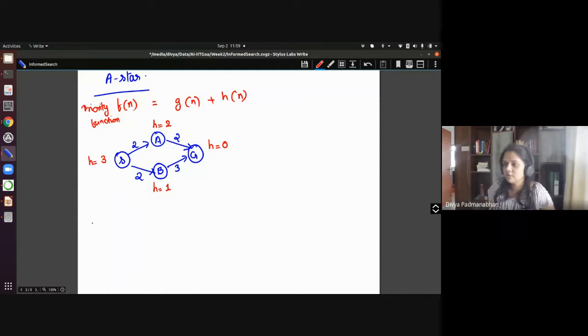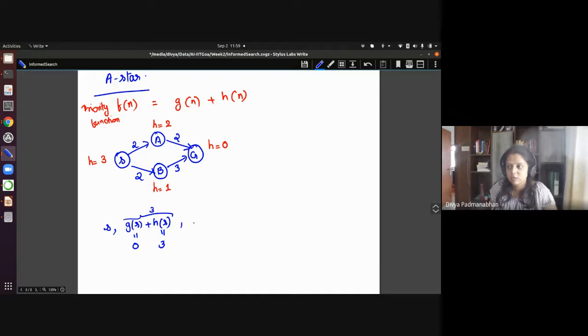So let's begin. Initially in the queue, you're going to have just S. S has G of S, which is how far you are from S, so that is 0. And H of the start state. So G of S plus H of S is what you're going to push in. G of S is 0, H of S is 3, so this value is going to be 3.